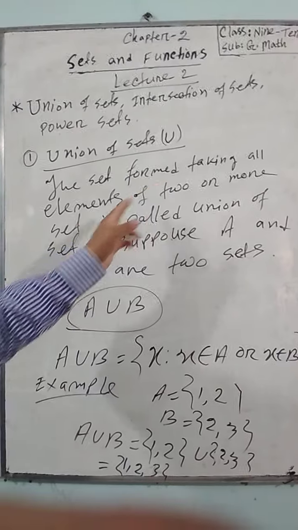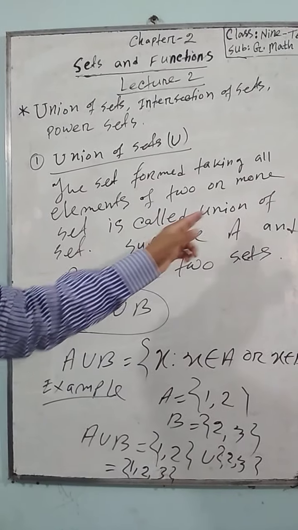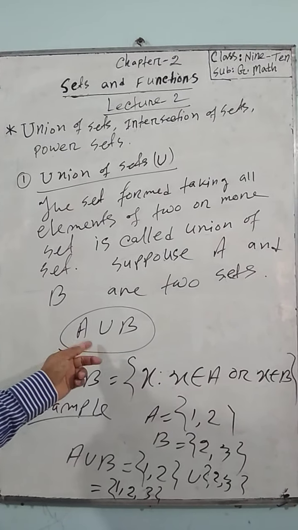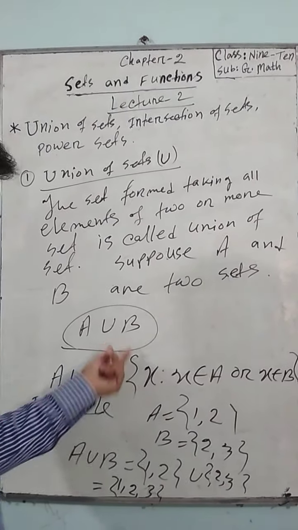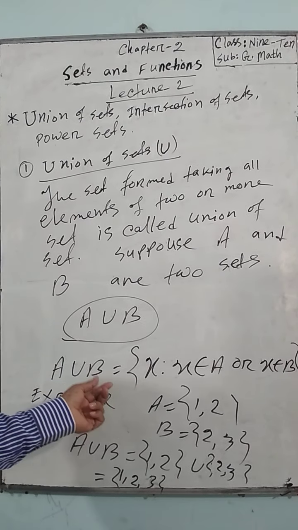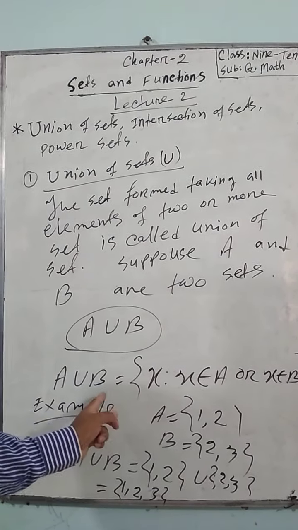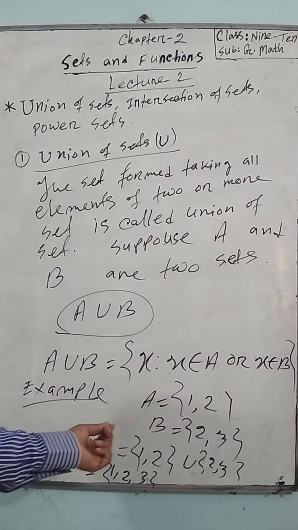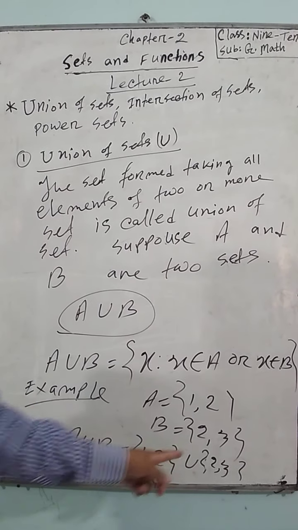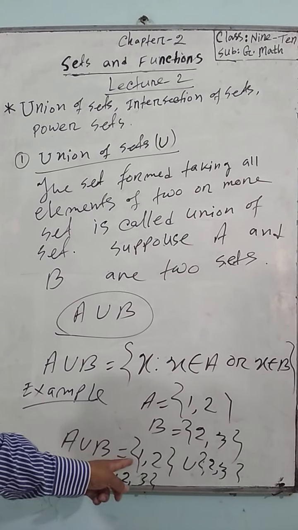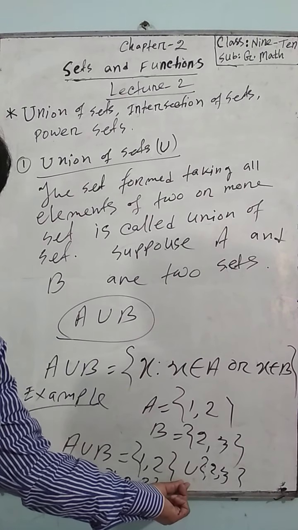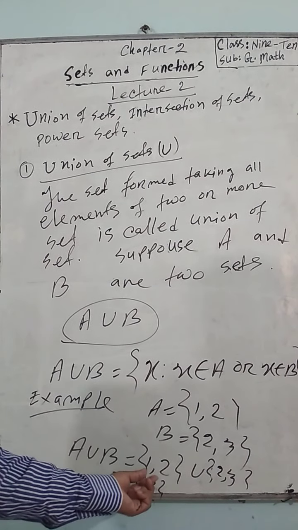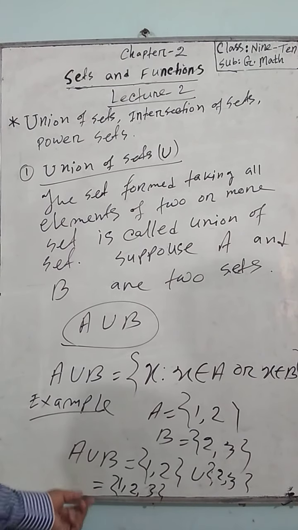The set formed by taking all elements of two or more sets is called union of sets. A and B are two sets, so we can write A union B. This is union set. In set builder's method, we write X such that X belongs to A or X belongs to B. Example, A is {1, 2} and B is {2, 3}. So we can write A union B, {1, 2} union {2, 3}. Here union means common and uncommon, taking all elements of the sets. So {1, 2, 3} is the union of the sets.